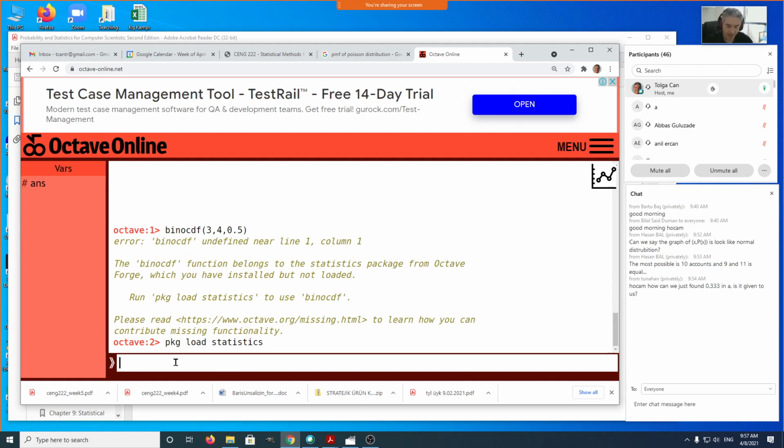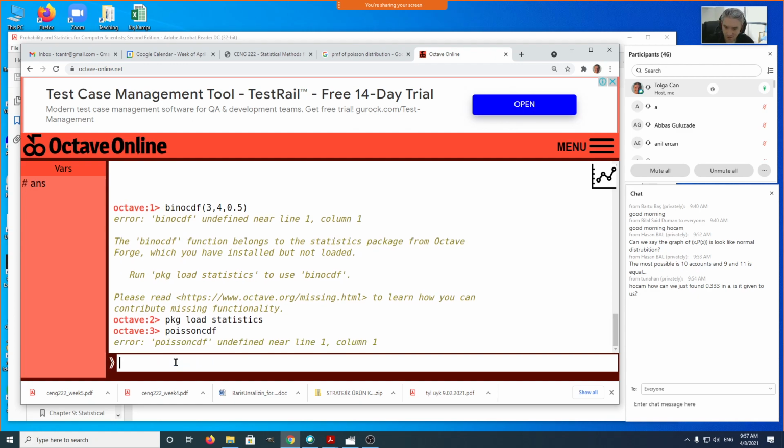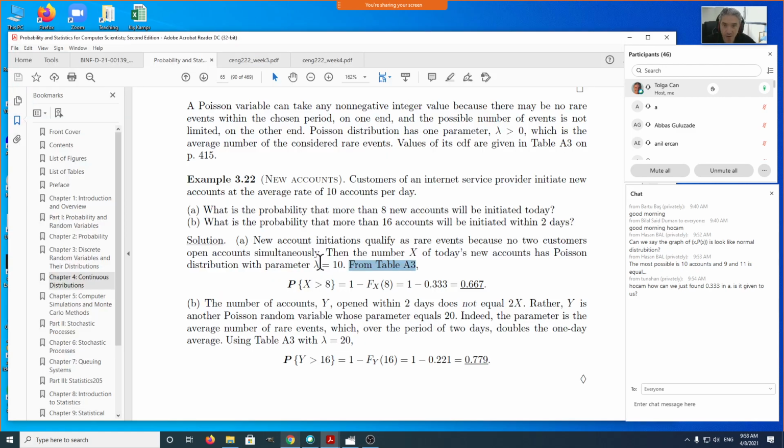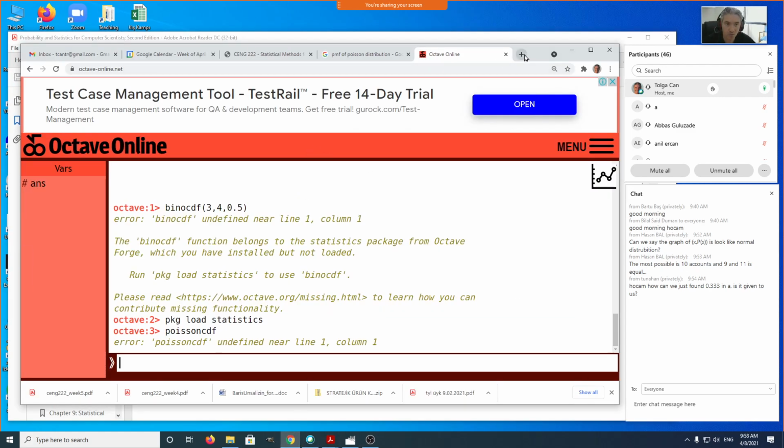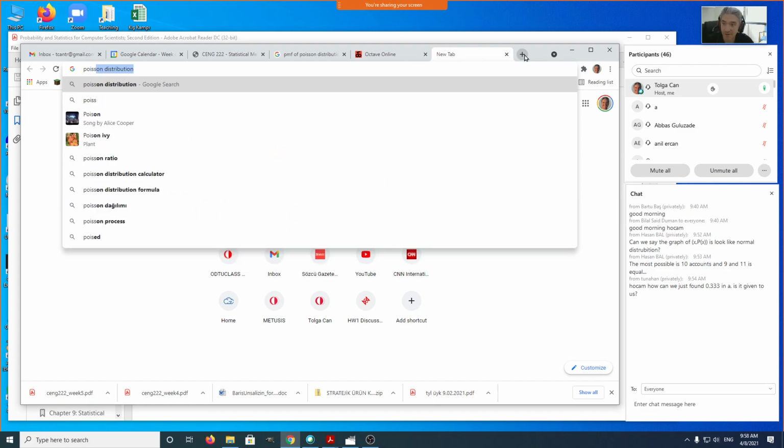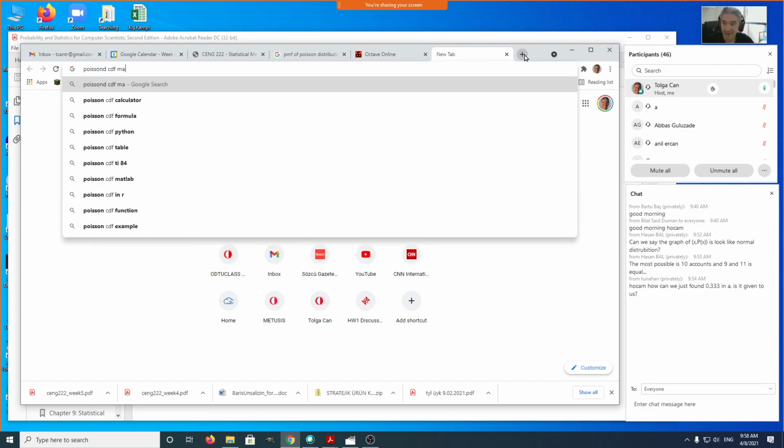So probably we also have poisscdf, undefined. Oh, so let's see. Let's go ahead and search again. Google: what is the Poisson CDF MATLAB?